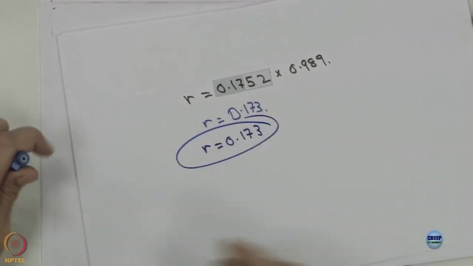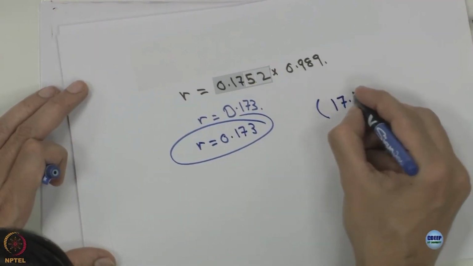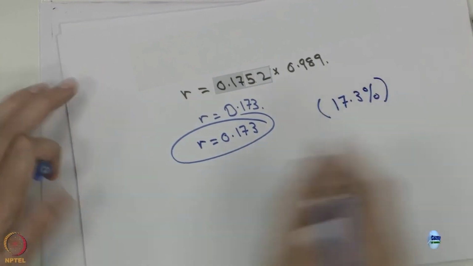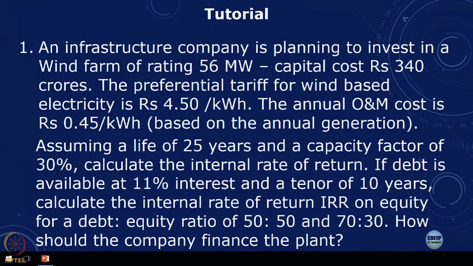So we are getting an internal rate of return of 17.3%, which is a reasonable amount. Now we go back to the question which we were trying to solve. The next question says that assuming a life of 25 years, calculate the internal rate of return. We've already calculated that. If debt is available at 11% interest and a tenure of 10 years, calculate the internal rate of return on the equity.